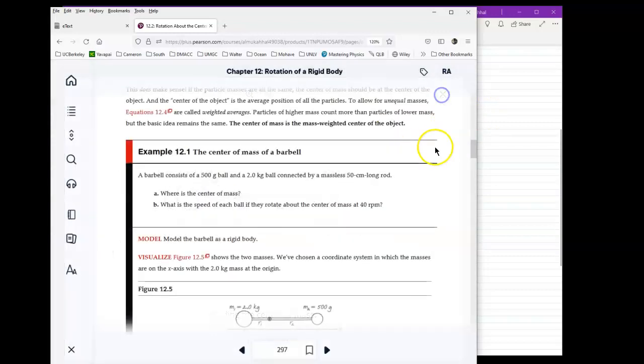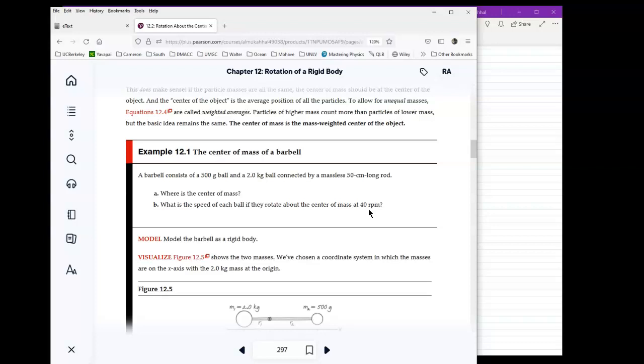okay? So it says here, a barbell consists of a 0.5 kilogram ball and a 2 kilogram ball connected by a massless 50 centimeter long rod, okay? So we're going to ignore the mass of the rod because it says massless. Where is the location of the center mass? That's the first question. And what is the speed of each ball if they rotate about the center of mass at 40 RPM, revolutions per minute? I hope you remember that from a previous lecture.